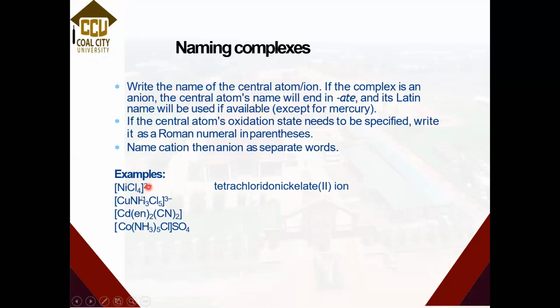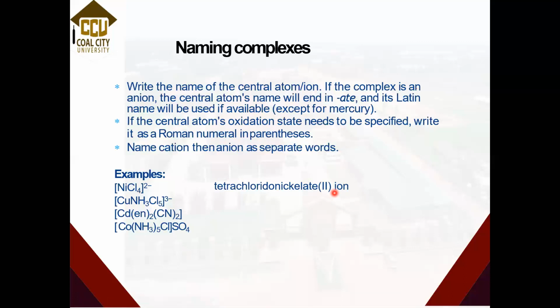The overall charge of this complex is negative. So therefore, it is an anion. And therefore, if I want to name the nickel, I'll call it nickelate. So this is tetrachlorido nickelate(II) ion. So this is the correct name for this. But if you name it tetrachloro nickelate(II) ion, you would also be correct.